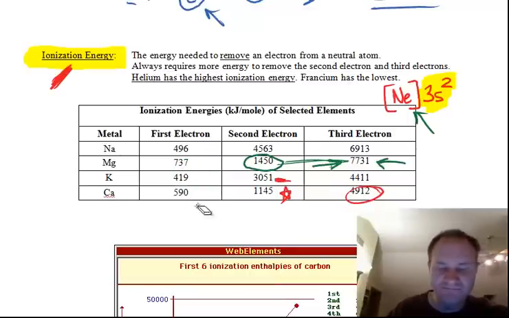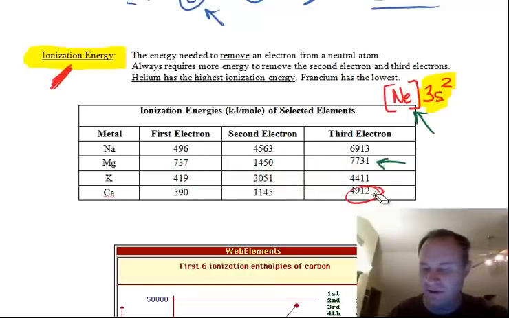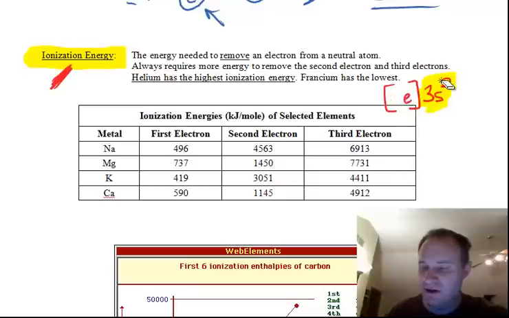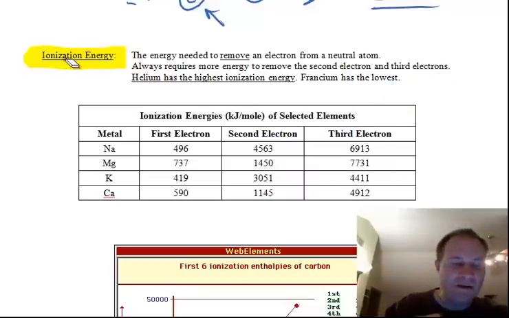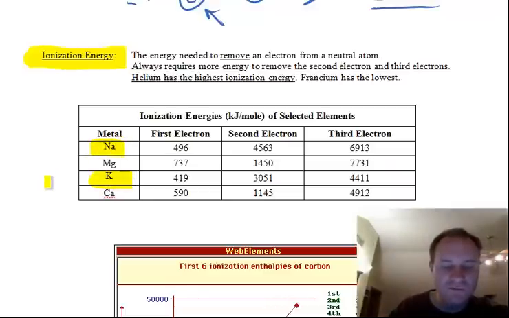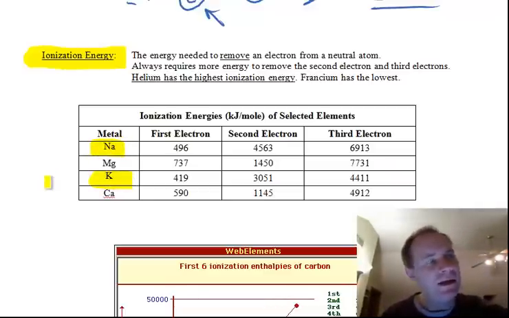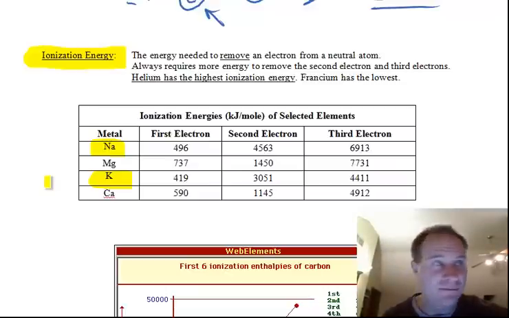I also want to make mention, since we're talking about the trends of the periodic table, I do want you to compare, say, sodium to potassium. Again, as I look at the periodic table, I see sodium is a smaller atom than potassium. Okay, 3s1 compared to 4s1.